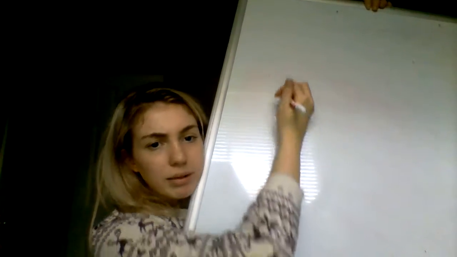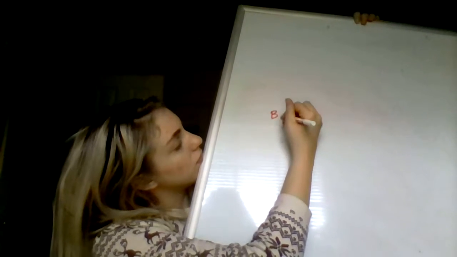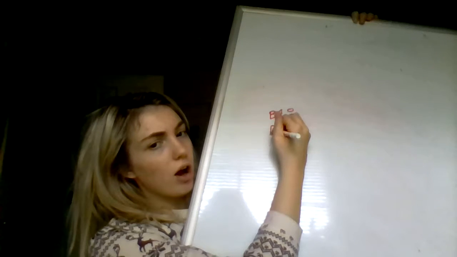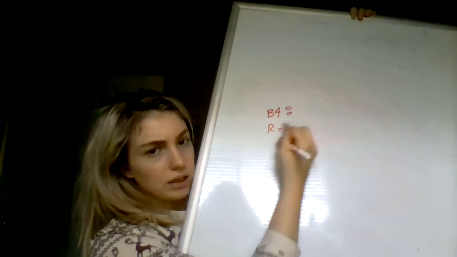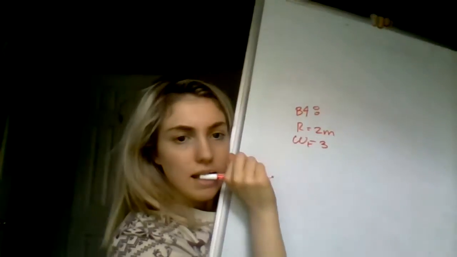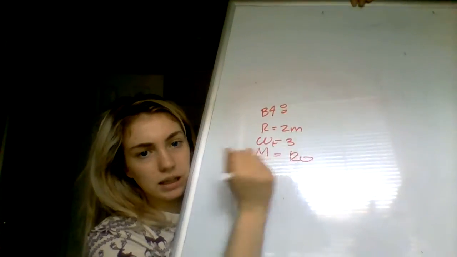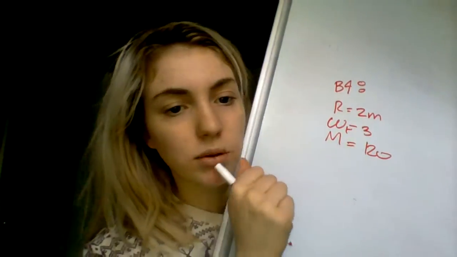Well, I'm just going to write down all of our givens. So we have that before, on the wooden turntable, R equals 2 meters, W1 equals 3 radians per second, and M equals 120 kilograms. And W1 is the axis of rotation, by the way.